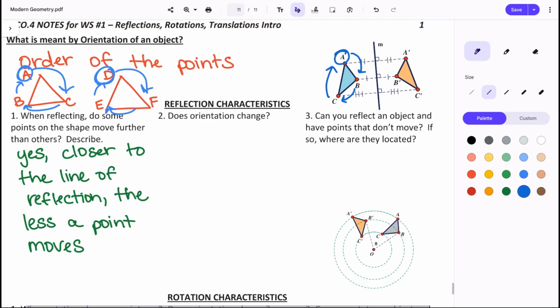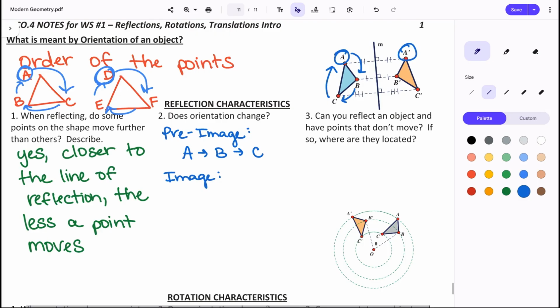And what I like to do is on my pre-image, I just like to list out the letters that I hit as I went through that. So I said I started at A, I went to B, and I went to C, and then I went back to A. Now, if we check that on the image, so the image would be starting over here at A prime, does it do the same thing?